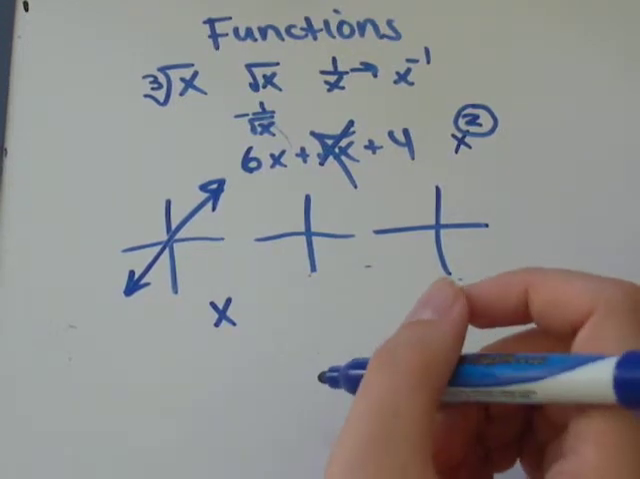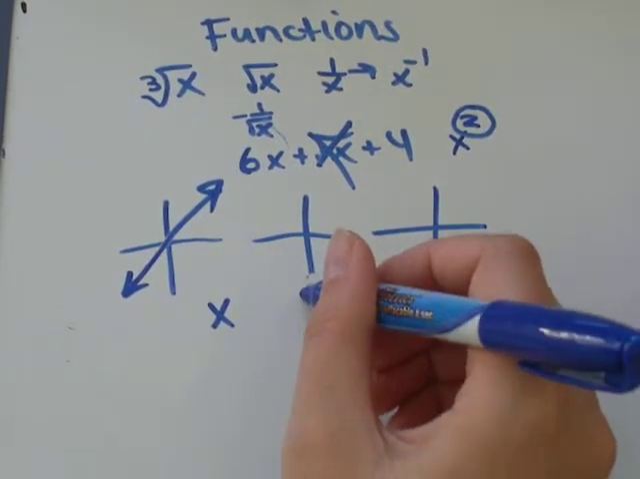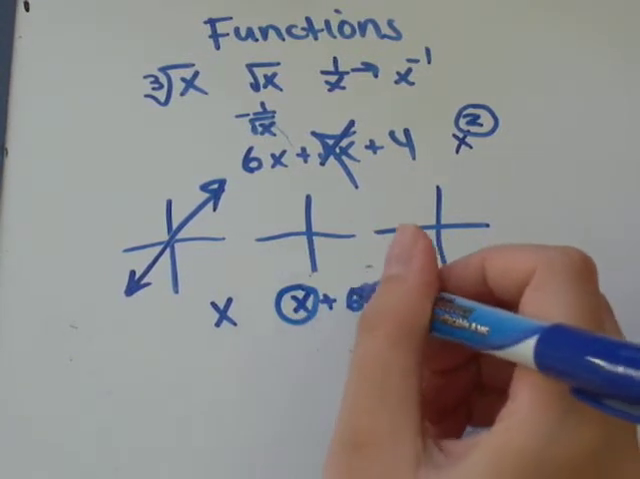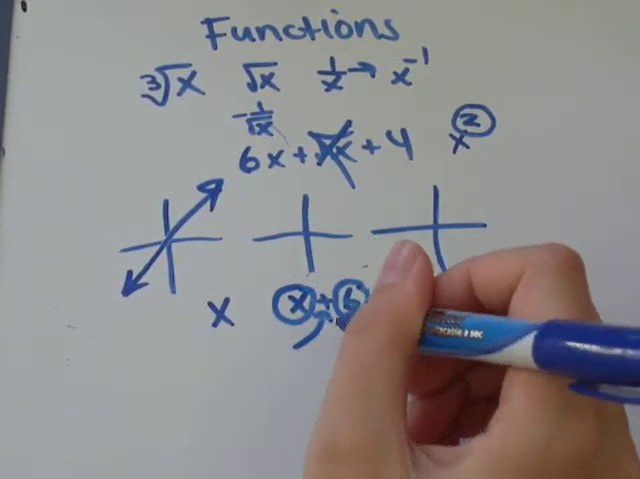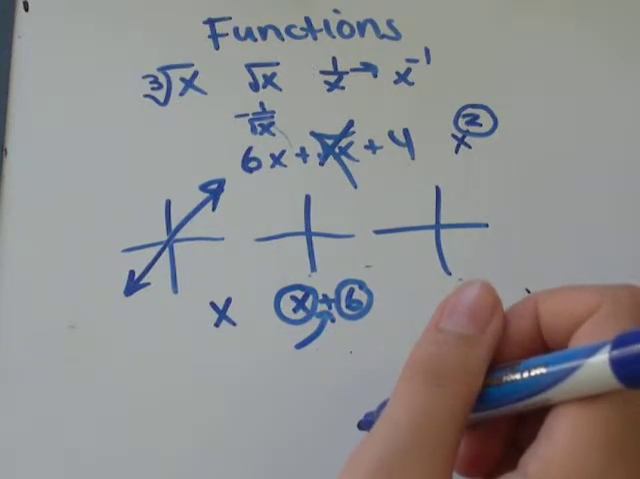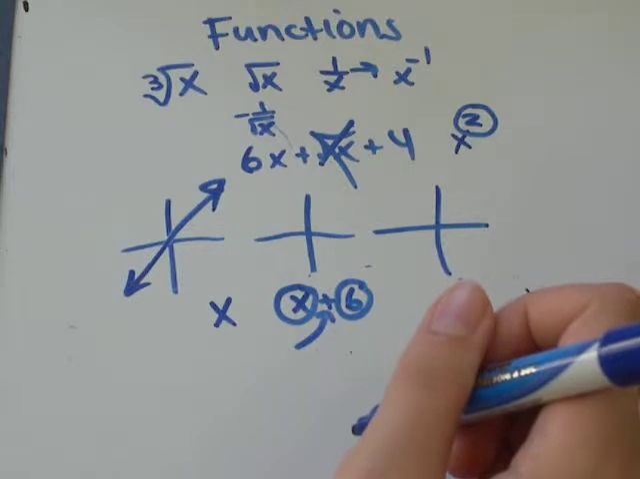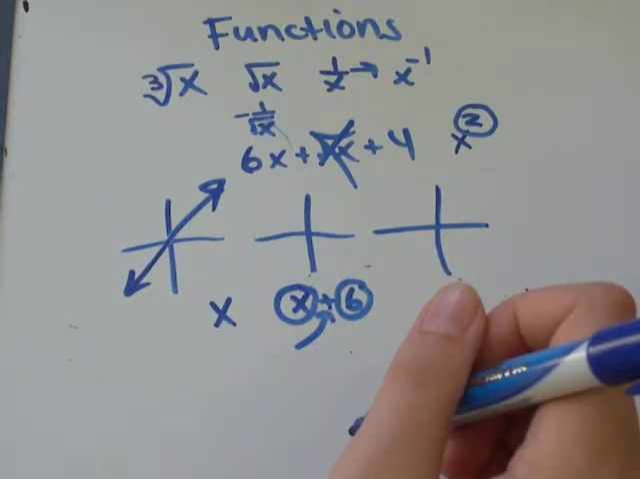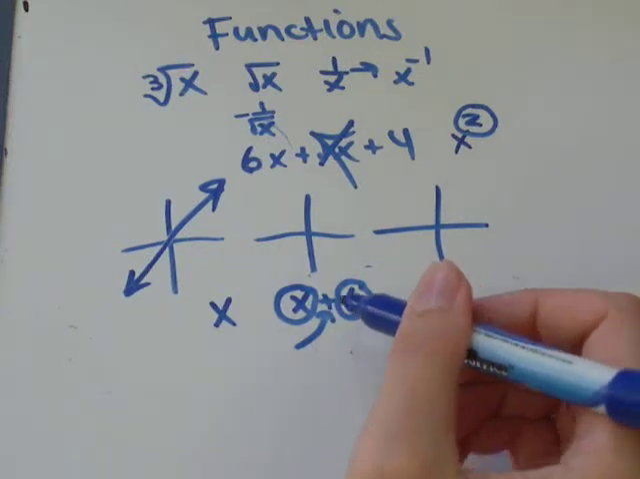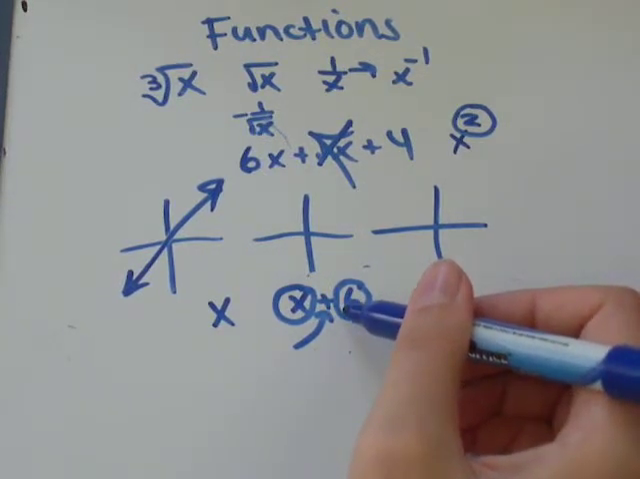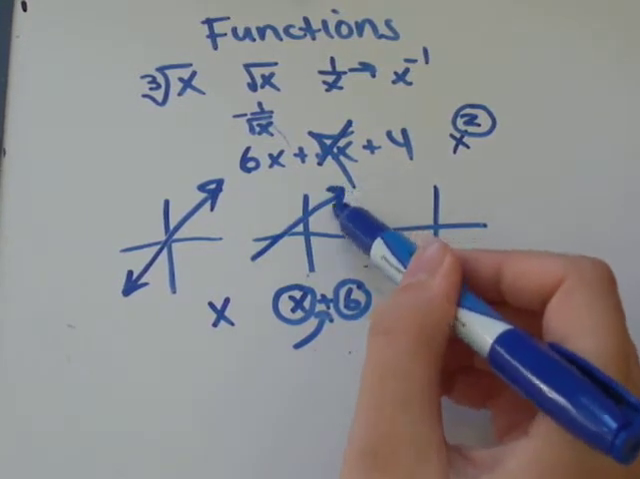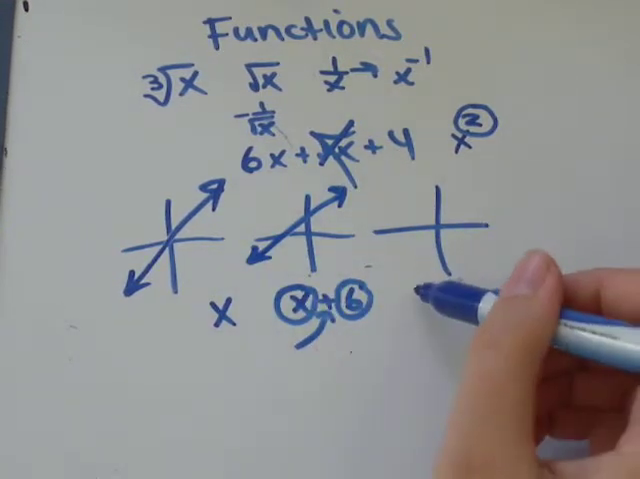A binomial would have two terms, like x plus 6. x is one term, 6 is another term. They're separated by either the addition sign or the subtraction sign. If it's the multiply or the divide sign, that does not separate terms. If this had been x times 6, it's one term. x divided by 6, it's one term. x minus 6 would be two terms. x plus 6 would be two terms. That would be some graph like that.